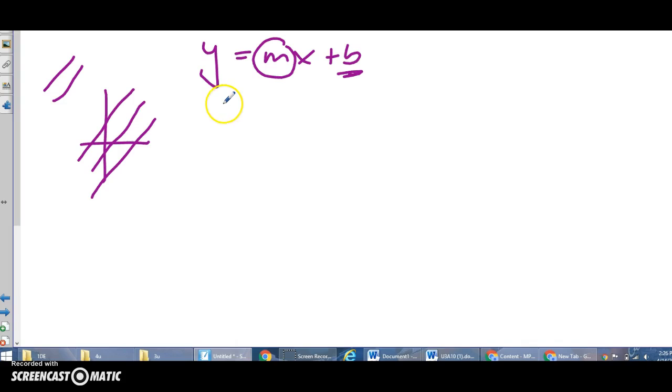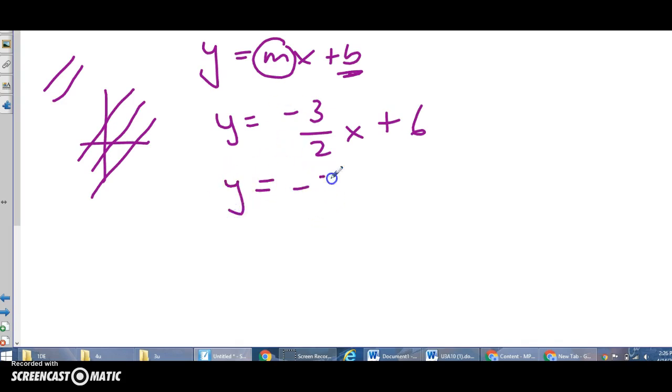So for example, if I say, what is the equation of a line that is parallel to the line y is equal to -3 halves x plus 6, but has the y-intercept of 2, well, then I know that my m is the same, so y equals mx plus b, my m is the same because it's parallel, and my intercept is 2, so I just put a 2 there, and I'm done.